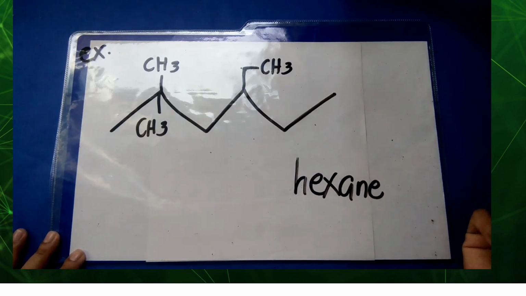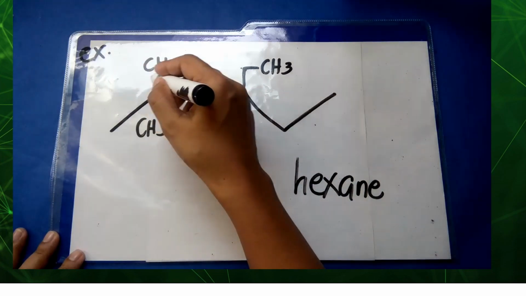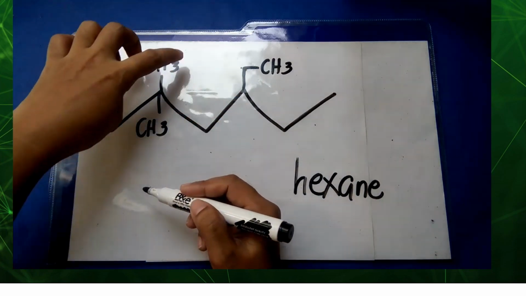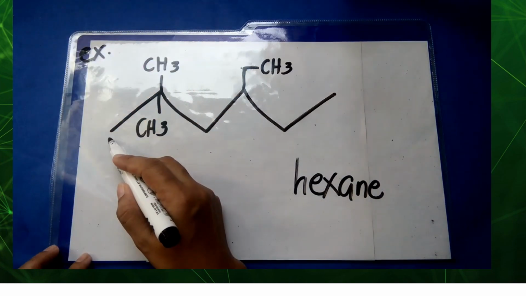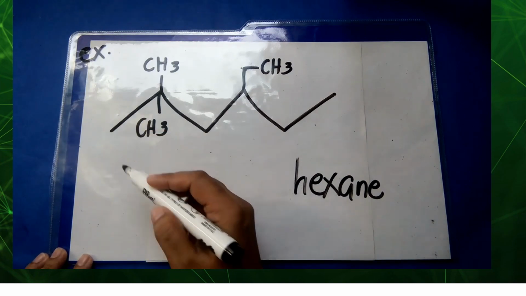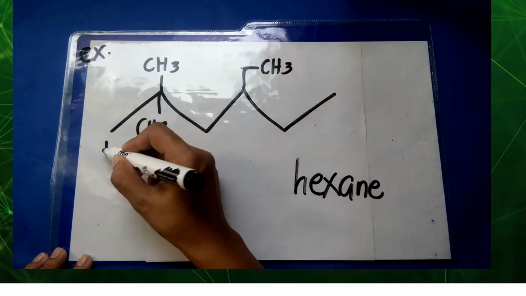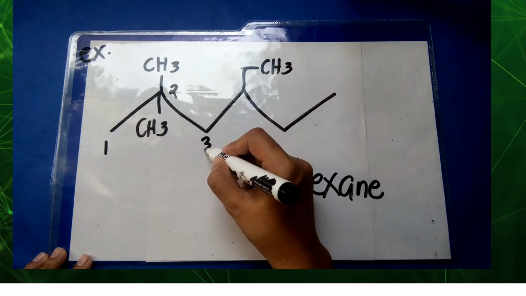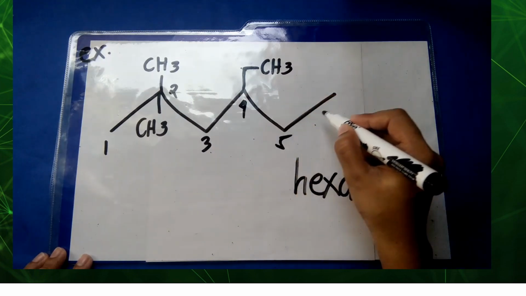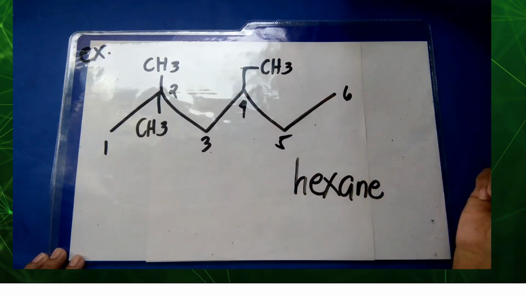Okay, and then, let us number the parent chain closest to the substituent. So, the substituent right here is closer to this carbon atom. So, we will start numbering here. So, 1, 2, 3, 4, 5, and 6.